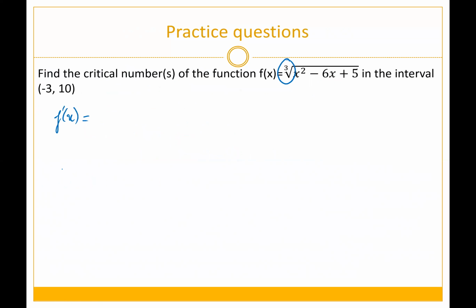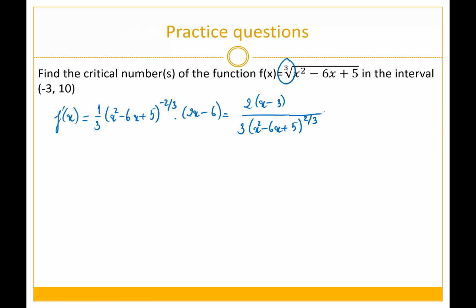First is find f prime of x and set it equal to 0 or does not exist, to solve. So it's 1/3 times (x squared minus 6x plus 5) to the negative 2/3, multiplied by (2x minus 6), which is going to give us (2x minus 6) divided by 3 times (x squared minus 6x plus 5) to the 2/3.